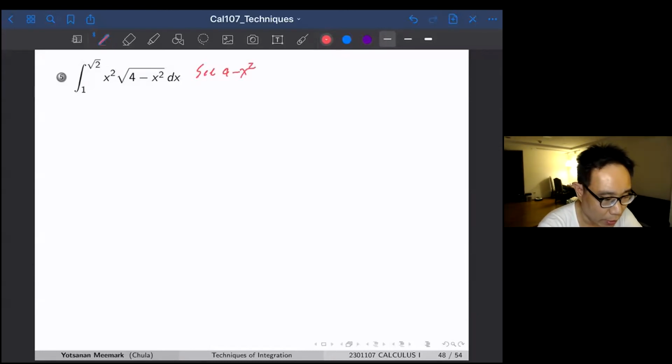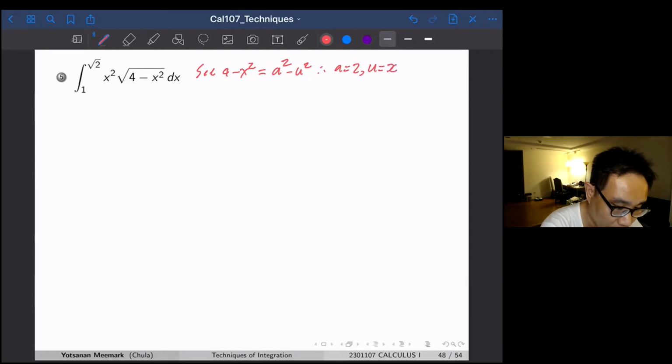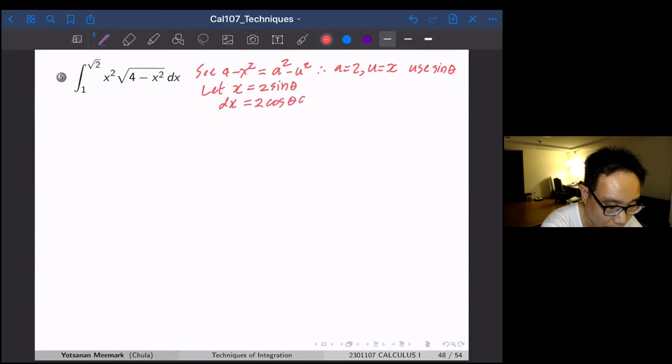So this will be a squared minus u squared. You have a equal to 2, u equal to x, and for the minus sign you use sine theta. So we're going to let x equal 2 sine theta, and dx will be 2 cosine theta d theta.